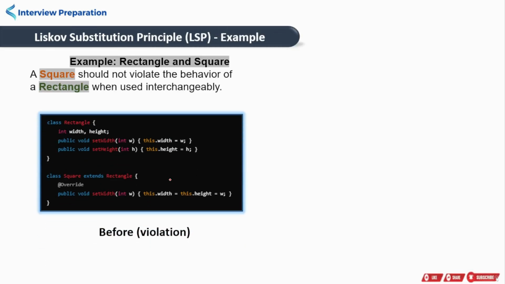Imagine you have a Rectangle class and a Square class that extends the Rectangle. At first glance, it might seem logical, since a square is a type of rectangle. But here's the catch. If you set the width of a square, it should automatically set the height to the same value, and vice versa. This behavior can violate the expectation of how a rectangle should work.